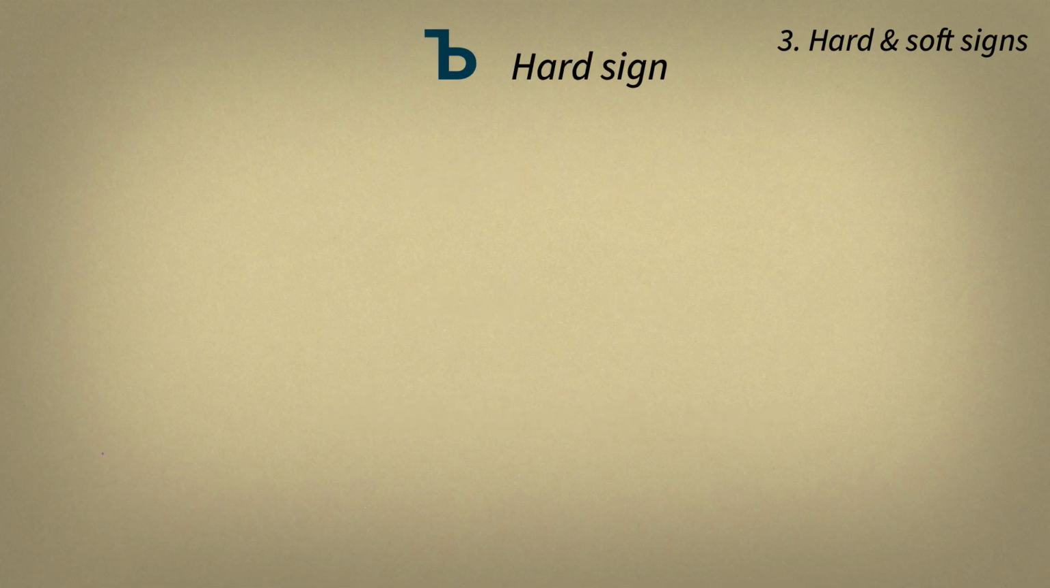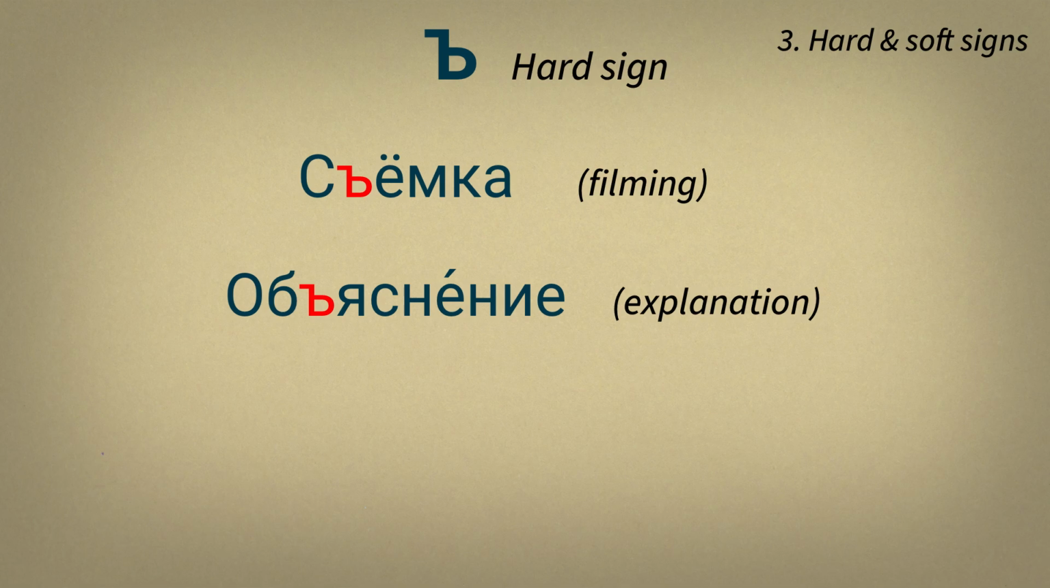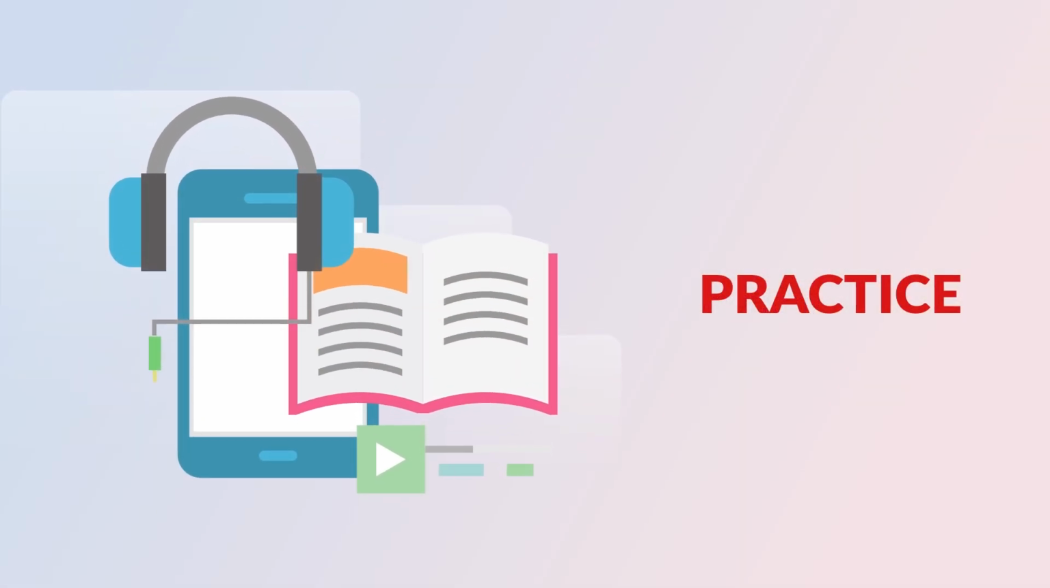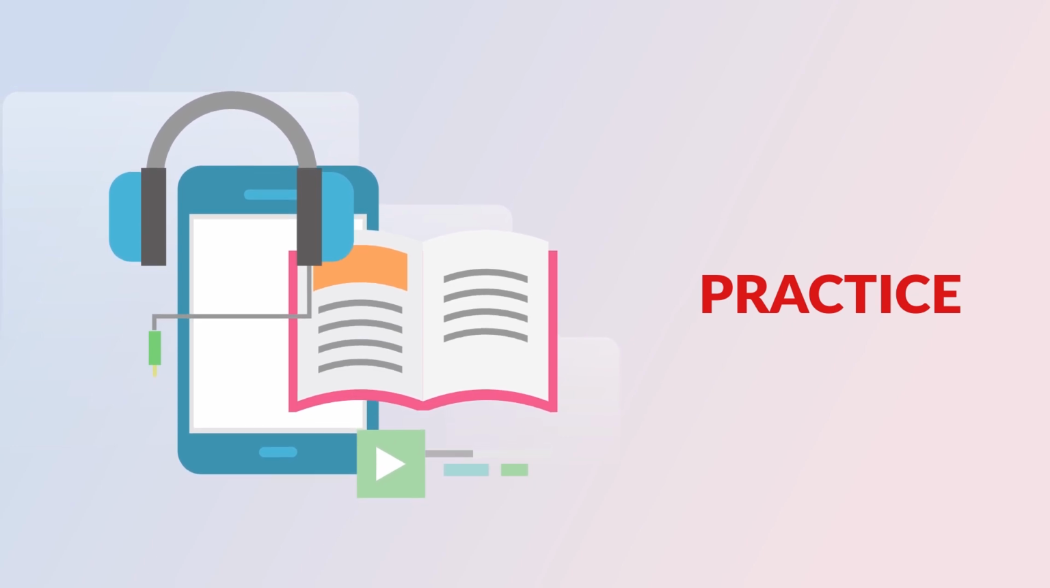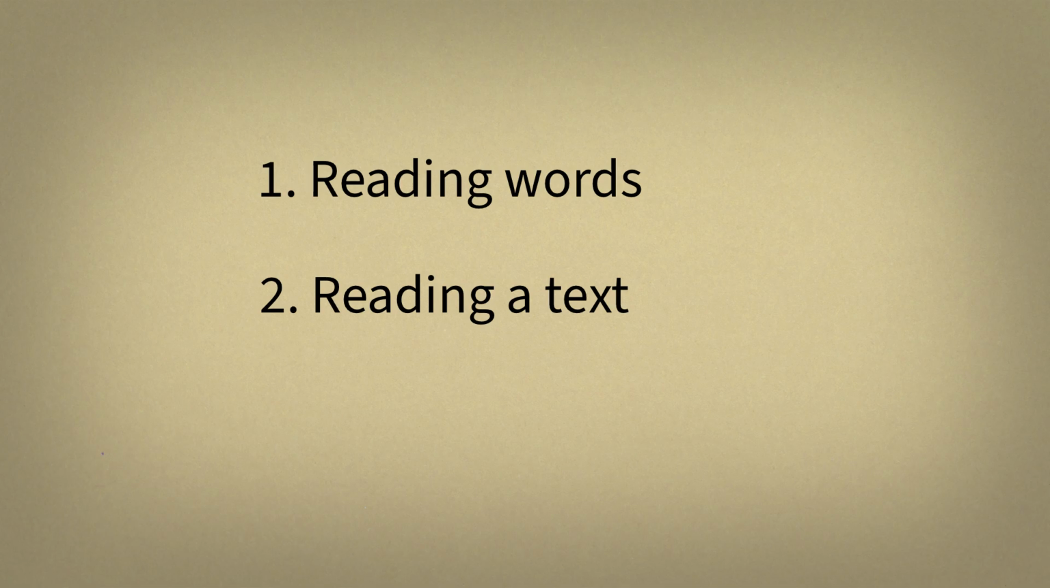The hard sign is less common in modern Russian, but it still appears in certain words. Съемка, объяснение. But not all words can be read according to these rules. There are always exceptions. To read correctly, it's necessary to listen and repeat after the native speakers. Let's practice. Practice is divided into two parts. First part is reading words, and the second part is reading a text. Let's get started. Read a word and then repeat after me.